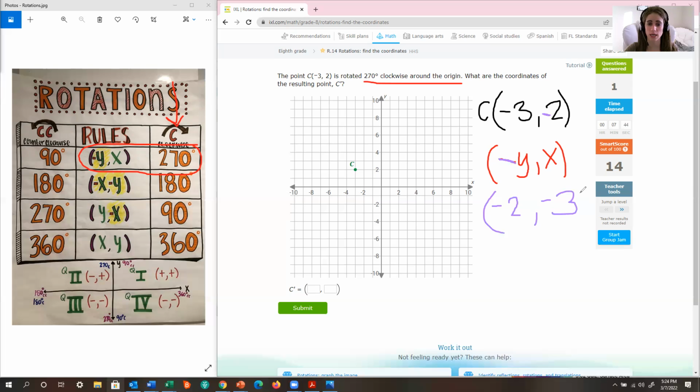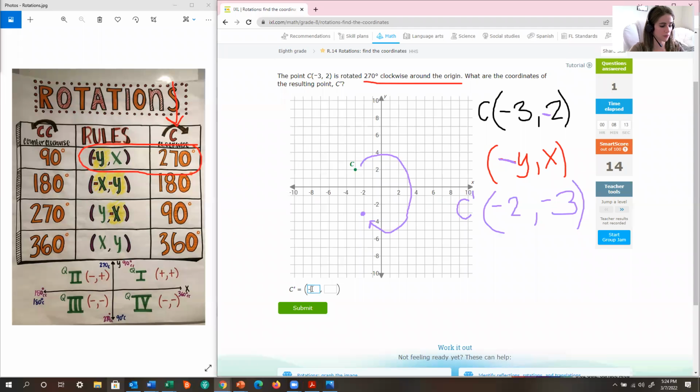Good grief, sorry guys, it would be -2, -3, because we are flipping those according to our rule. Now, if we put this on our graph, -2, -3 would be right here, which matches a 270 degrees clockwise rotation. 1 turn, 2 turns, 3 turns would be 270 degrees, and I went clockwise.